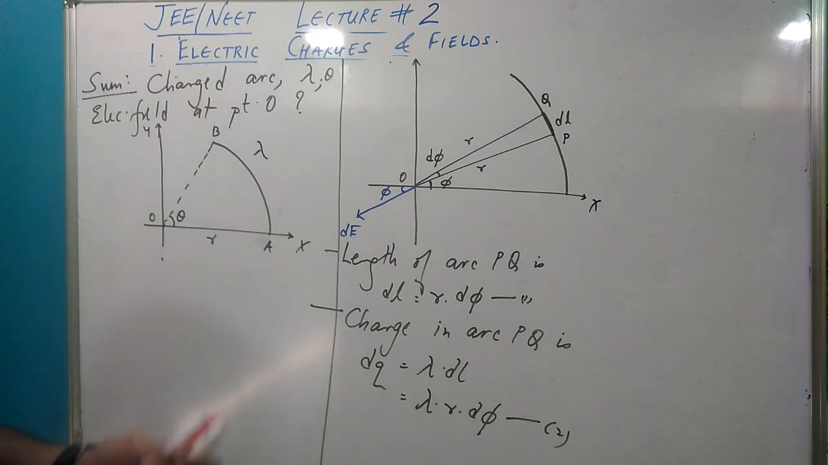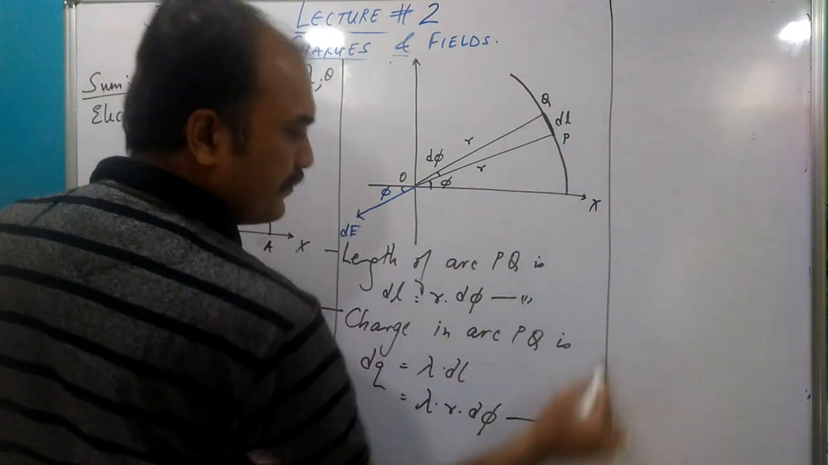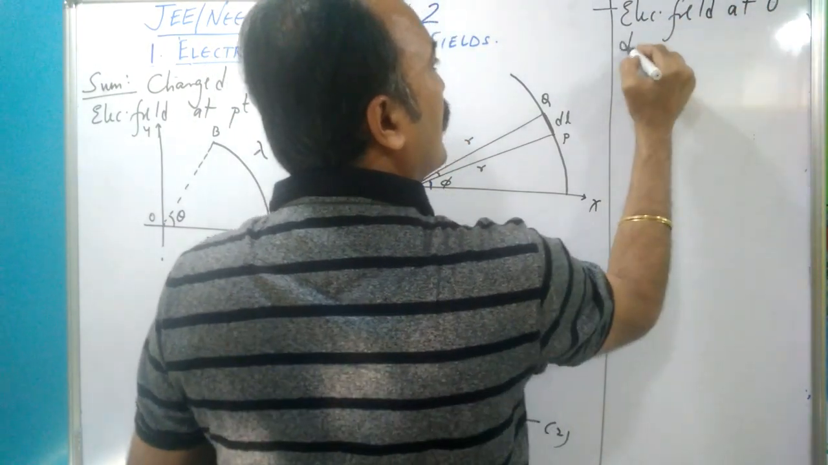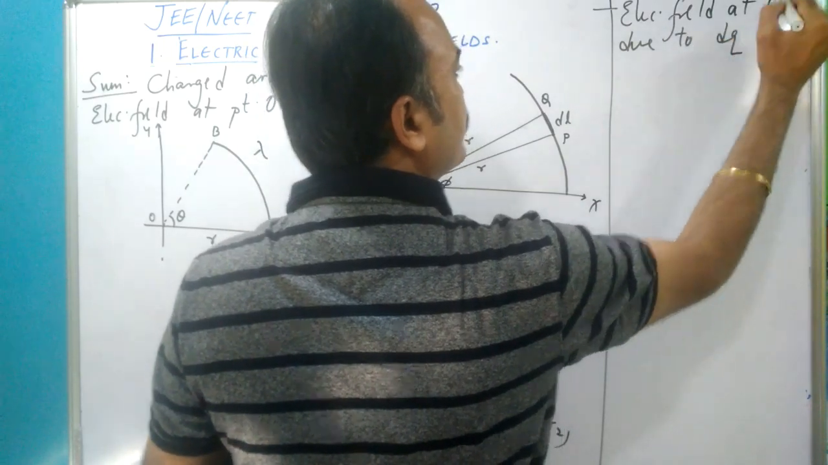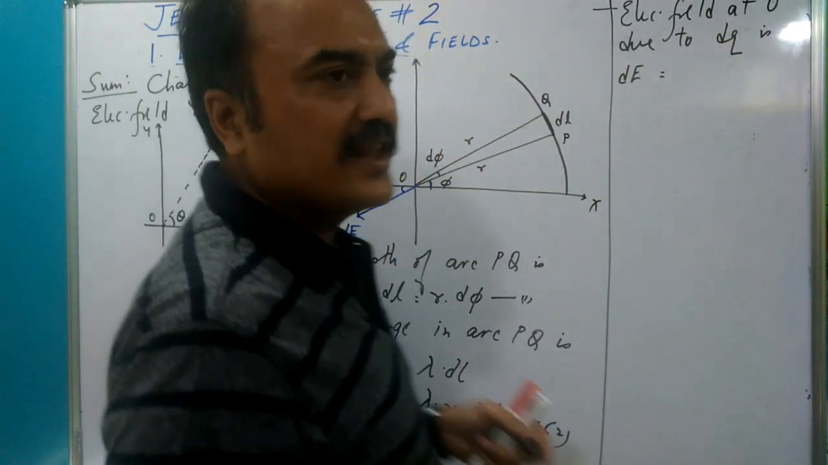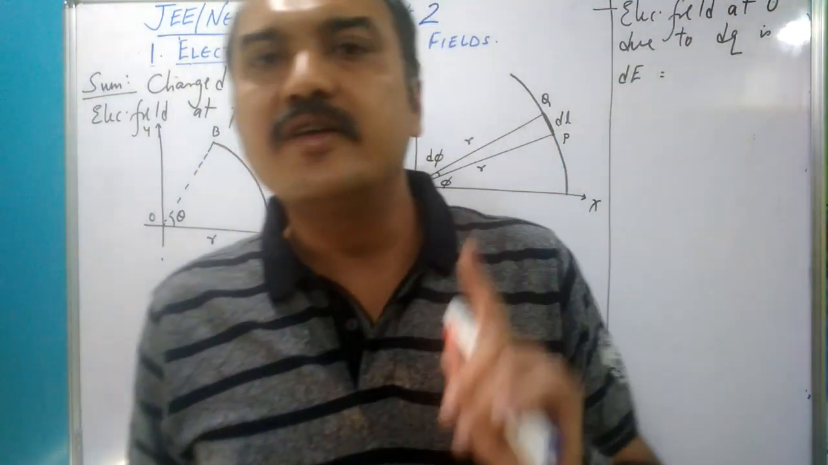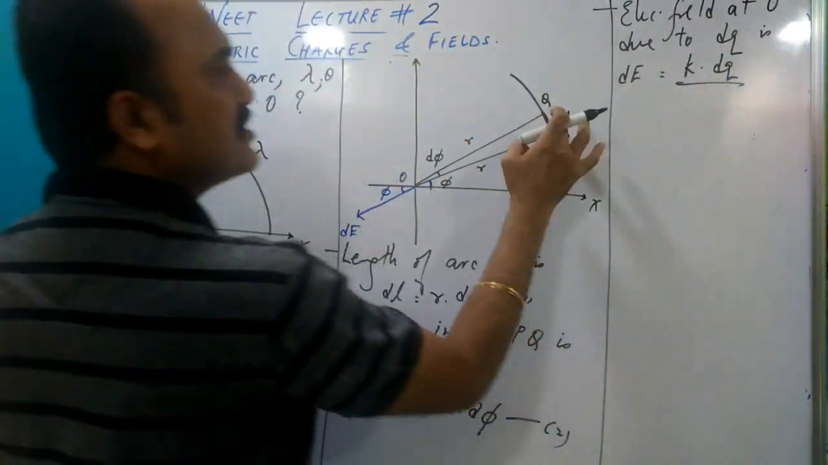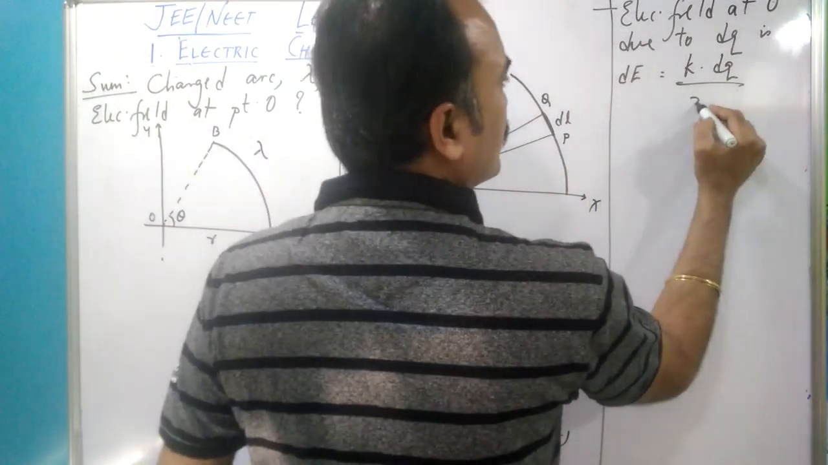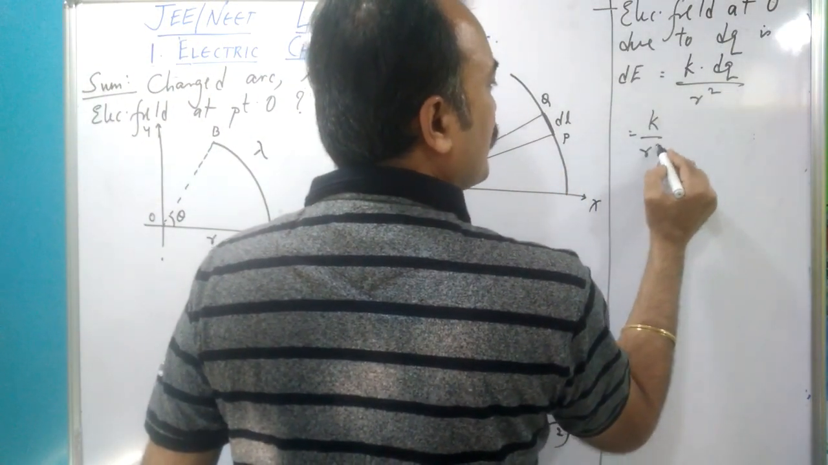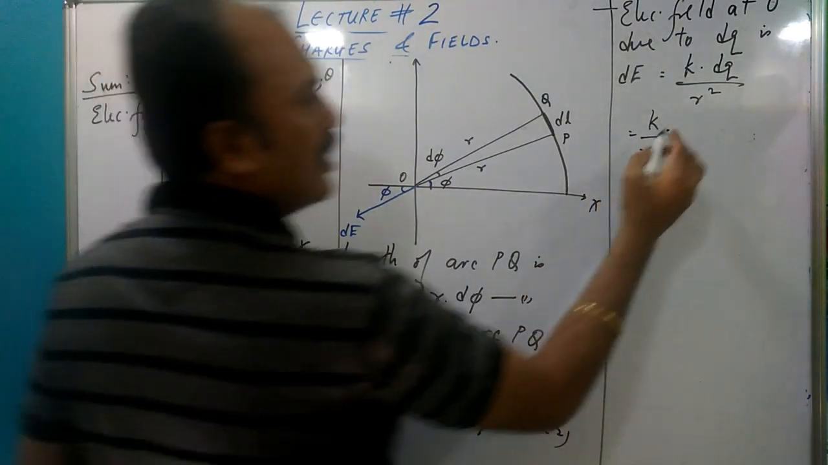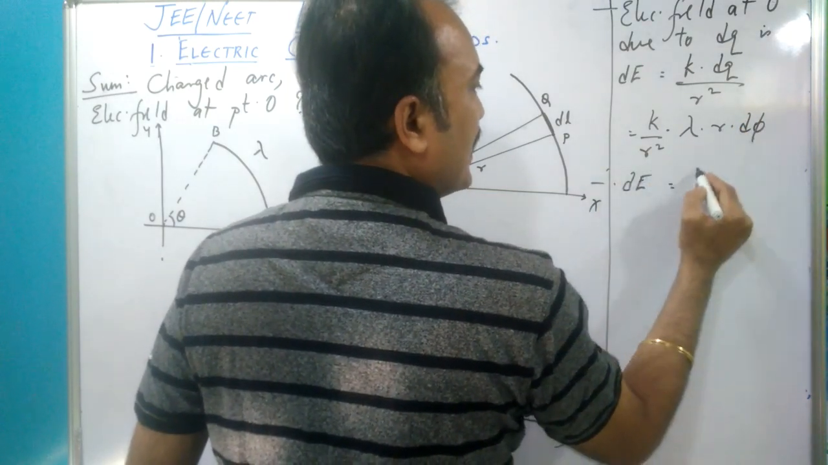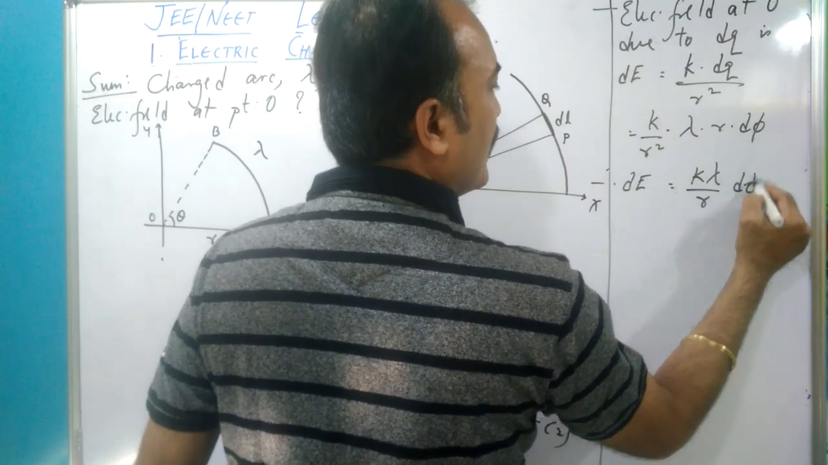First things first, how much is dE? We'll take it from here. Electric field at O due to dq. Everybody knows, who's sitting in this lecture with their ears and eyes open, electric field is kq by r square. So k dq by, what is the distance from here to O? Isn't it r? So r square. I am going to substitute dq ASAP, lambda r d phi. One r goes away. So dE is k lambda by r d phi.